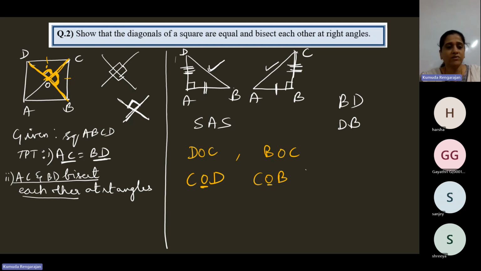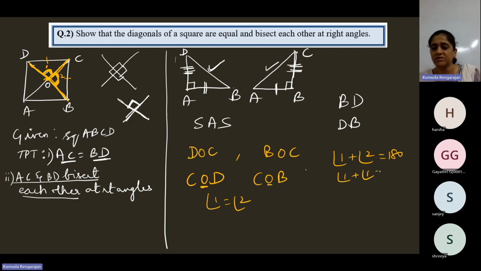So angle 1 is equal to angle 2, CPCT. But they form a linear pair, no? 1 plus 2 is 180, linear pair. But 1 and 2 are equal, so 1 plus 1 is equal to 180. 2 can be replaced with 1. Twice of angle 1 is equal to 180. Angle 1 is equal to 90 degrees. So we proved that angle 1 is 90. That means the diagonals bisect each other at right angles.